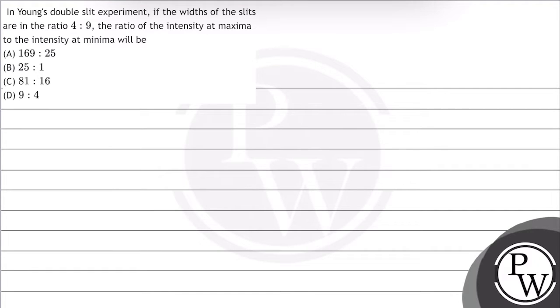Hello बच्चों, let's read this question. In this question, in Young's double slit experiment, if the width of the slits are in the ratio 4:9, the ratio of the intensity at maxima to the intensity at minima will be.